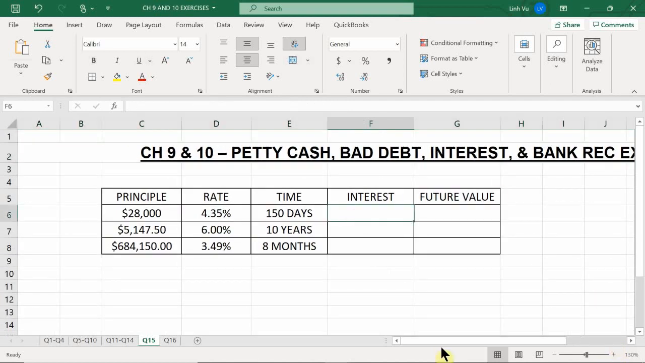So if I have a total principal of 28,000 at 4.35% for 150 days, what is my total interest and future value? Okay, so this is a simple interest calculation. So how do I solve for my interest? What's my formula here?